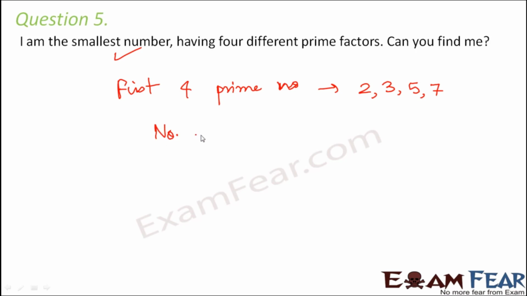Therefore we can say that the smallest number would be 2 into 3 into 5 into 7, because this is how you can represent with 4 smallest prime factors such that they are all unique prime factors. So the product would be 210. Therefore 210 is the smallest number having 4 different prime factors.